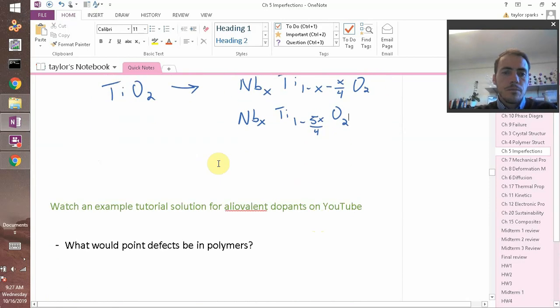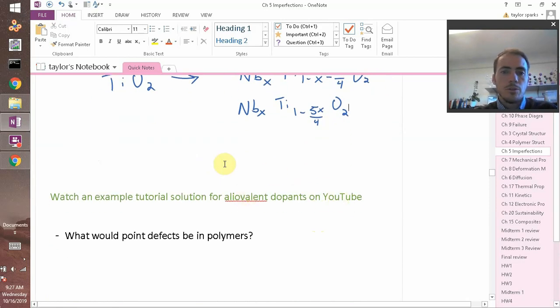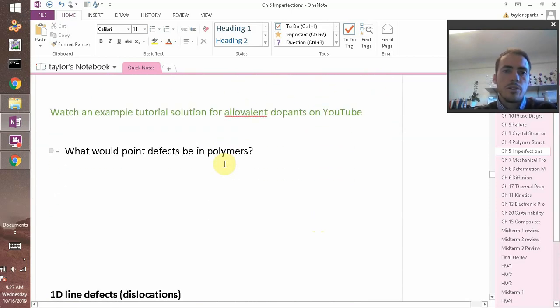Okay. And there's lots of examples I've put on YouTube that you can watch of this. Now, here's a question I have: what would be a point defect in a polymer? We talked about point defects like Frenkel and Schottky defects. We talked about substitutions, things like that. What would that look like in a polymer?